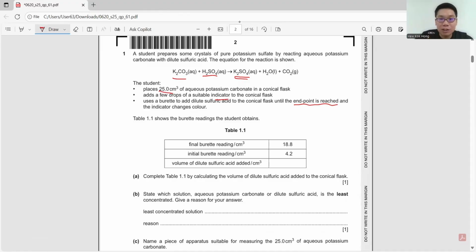Here shows the burette reading. They say the final reading is this, the initial reading is this. So what is the volume of dilute sulfuric acid added? You just subtract them, and you get 14.6.